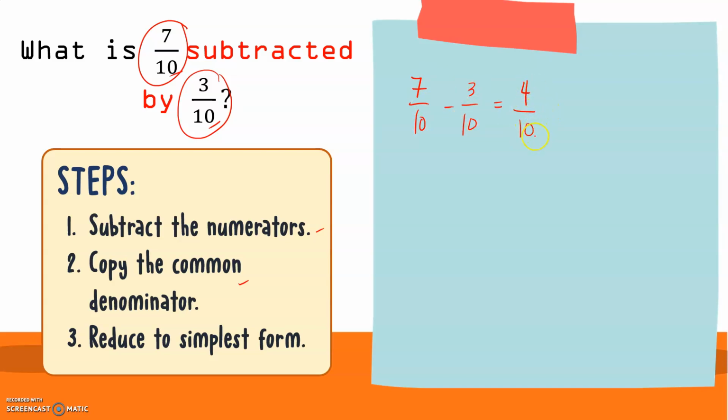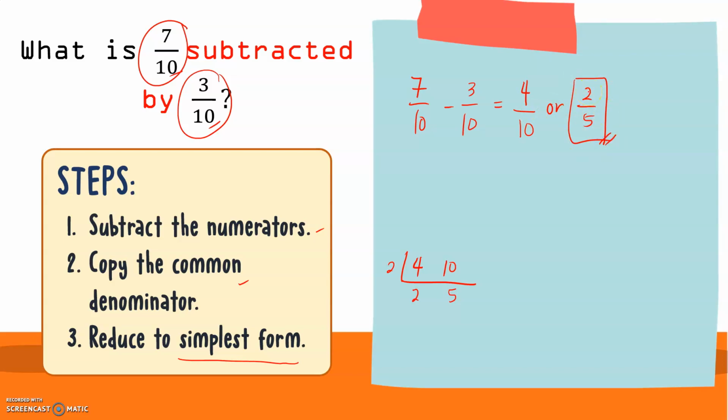However, 4/10 is not yet in its simplest form. So we have to reduce it to its simplest form. We'll do that using the continuous division method. 4 and 10 are both divisible by 2, so we'll have 2 and 5. Since 2 and 5 are relatively prime, it means that the simplest form of 4/10 is 2/5.